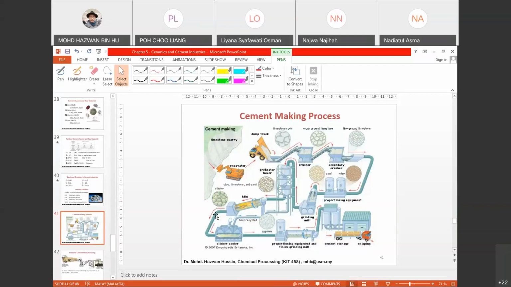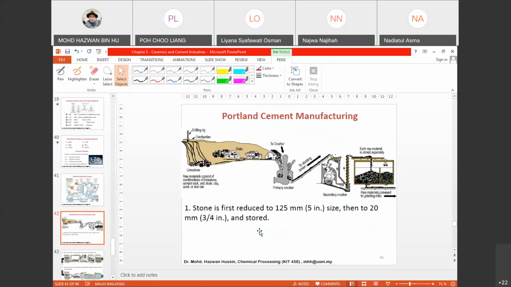Next, the clinkers will go into the cooler. Gypsum will be added after that, as a binder to make the material become hardened, and finally it will be distributed, or proportioned, to the grinding mill. After that, it will be stored and also shipped. So this is actually the overall process of making cement.